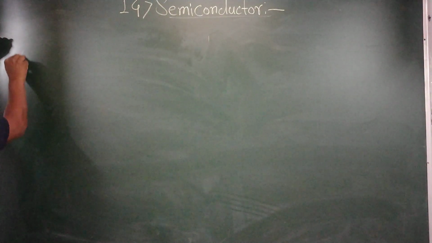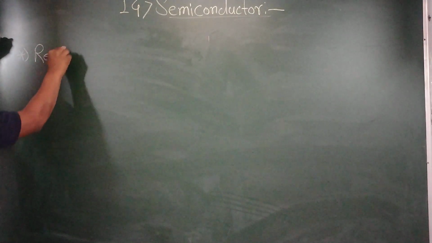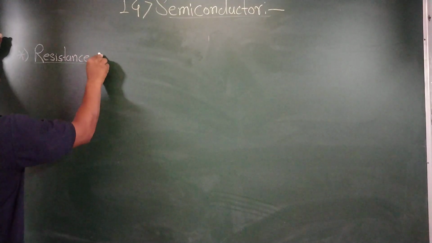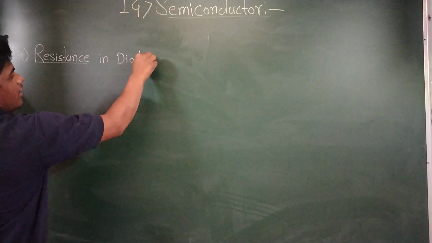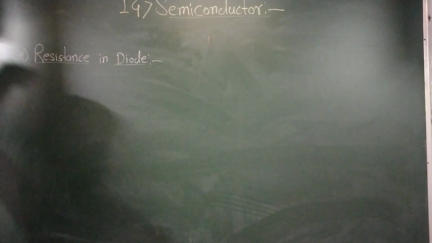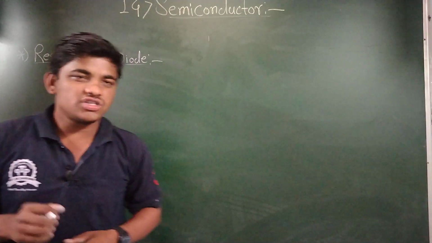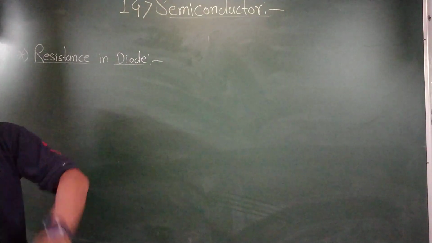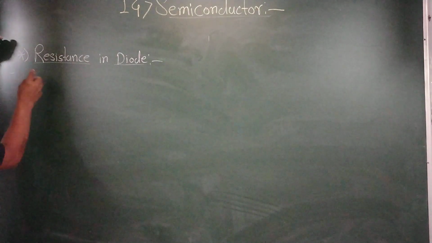Taking the heading: resistance in diodes. One of the most important properties of diodes is their resistance in forward mode and reverse bias mode.